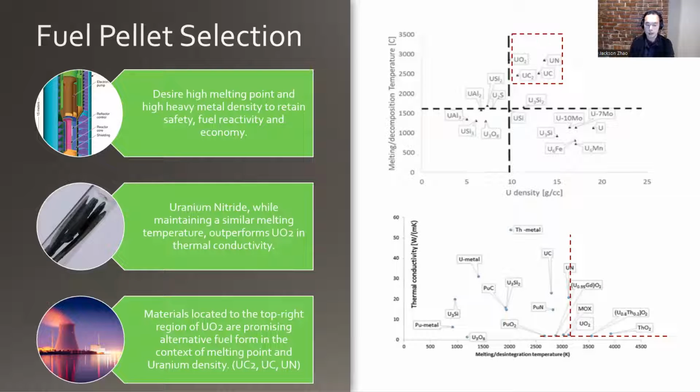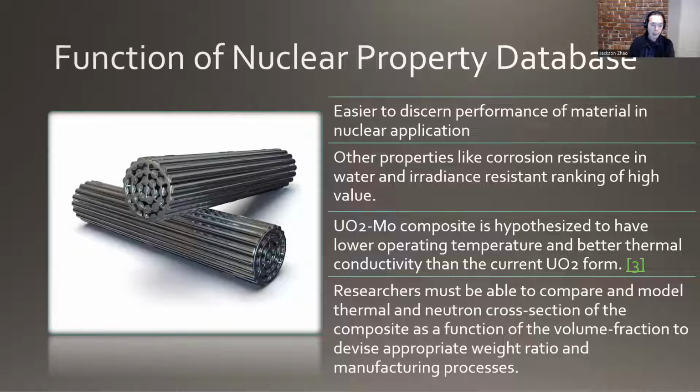The second example, the bottom graph, tells us alternative material with better thermal conductivity while maintaining comparable thermal stability with current material. This case study again demonstrates how material selection for nuclear application can be greatly simplified with the integration of comprehensive nuclear property data on top of existing electron-based properties.